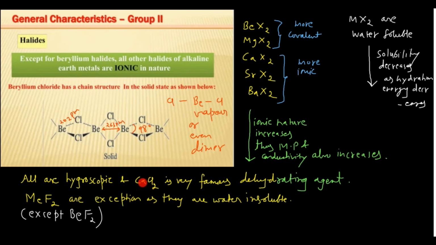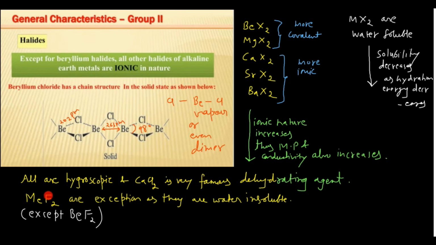Desiccator is a glassware which is used for drying chemical compounds, and if you want to absorb moisture from the chemical compounds, then you use calcium chloride as the dehydrating agent. It's a very famous one, okay.